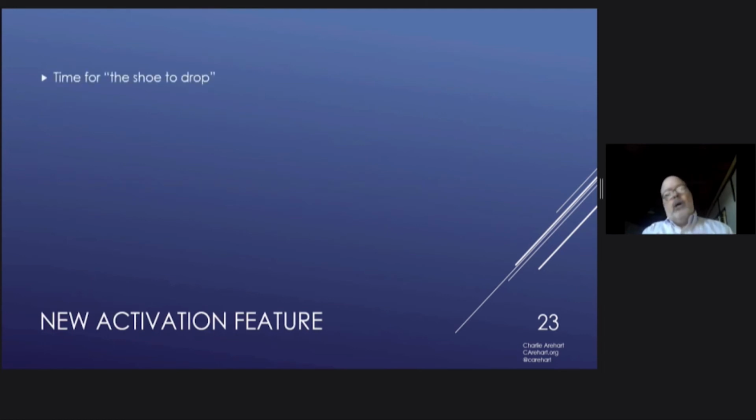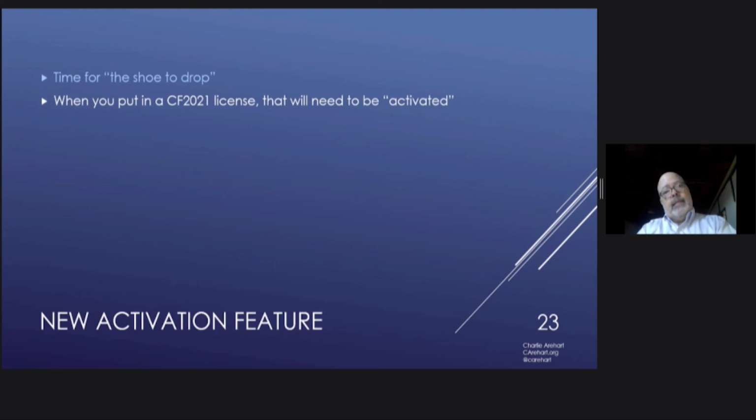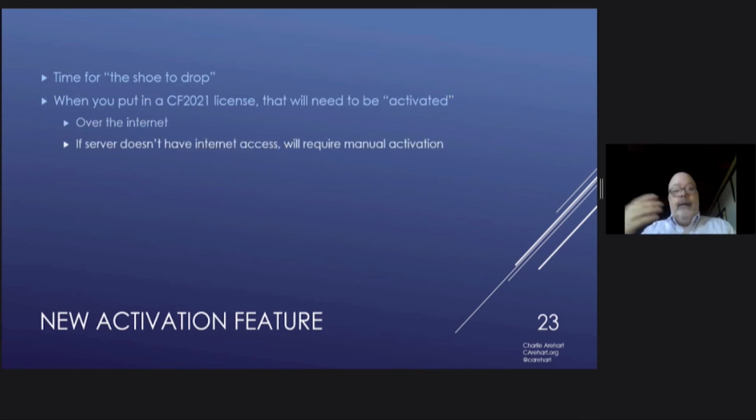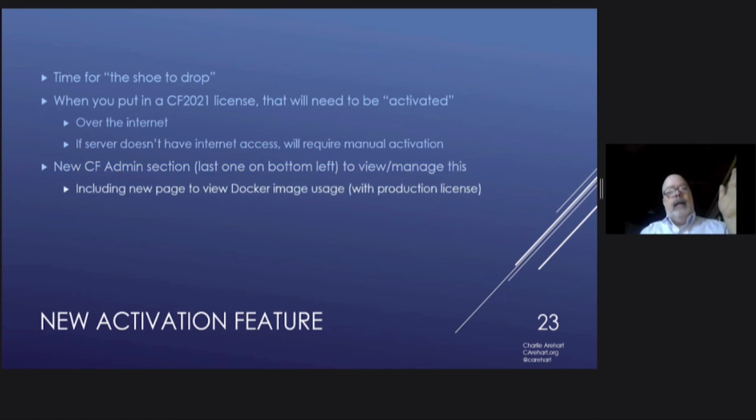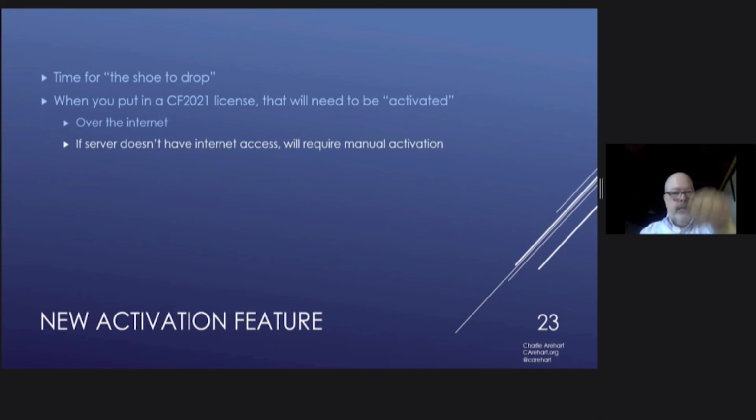And then I just want to talk about the shoe to drop for some people's minds, this new activation feature. When you put in a CF 2021 license, that license will need to be activated. That we never had before in prior versions of CF. And that activation, of course, is over the internet. And if you don't have internet access, you might think, well, I can't do that. You need to do it, and there is support for that. There is an admin section at the bottom left to manage all this stuff. And I'll just say the docs discussing this talk about how to deal with it if you're offline.